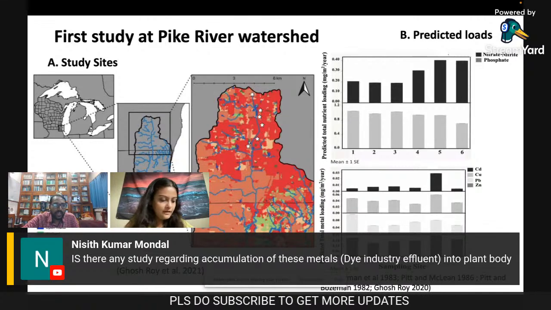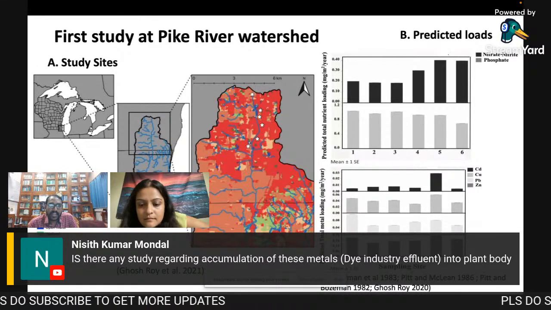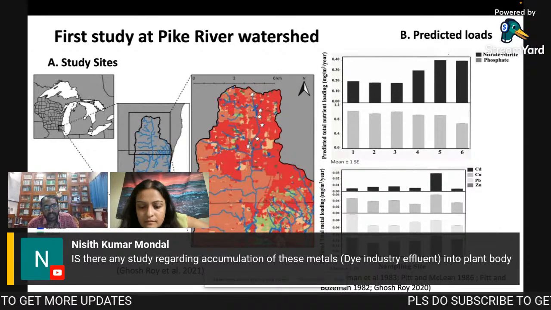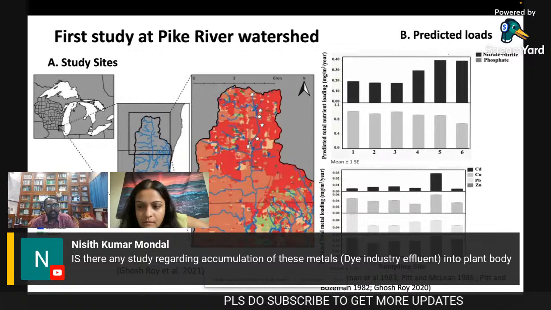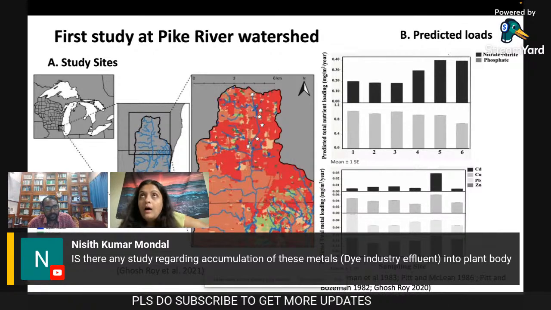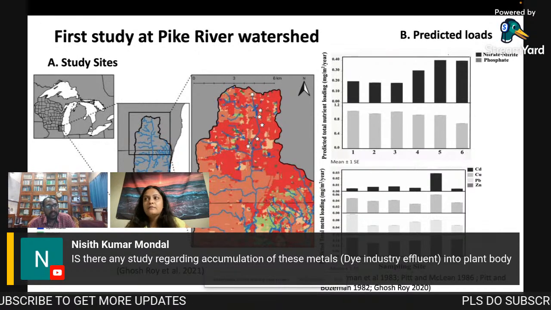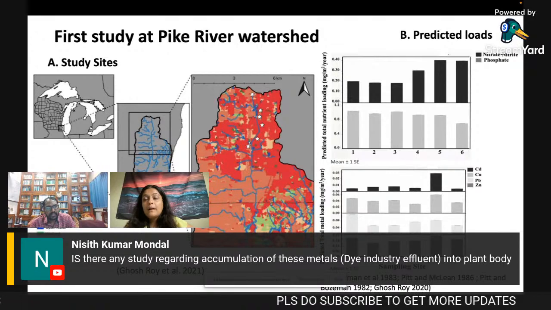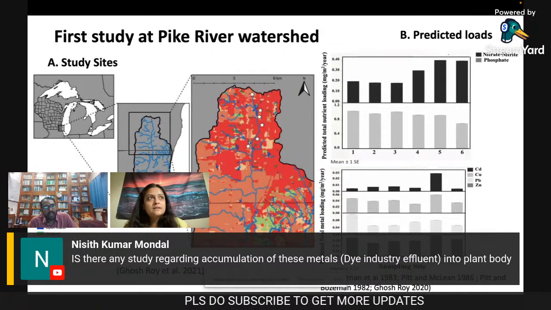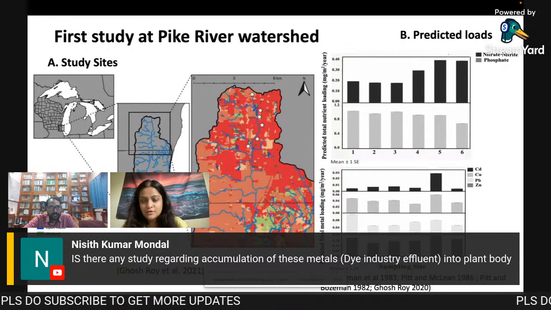Okay. So there is another question from Nishchit Kumar. Is there any study regarding accumulation of these metals, especially from dye industry effluent, into the plant body? There could be some, yes. I know there have been some studies going on in plant accumulation, but I'm not 100% sure if a study has been done particularly in this area.